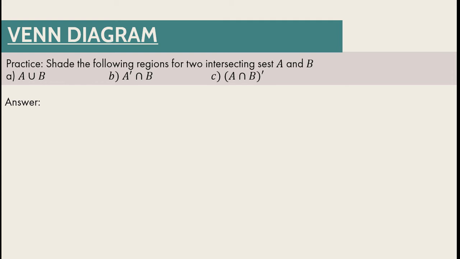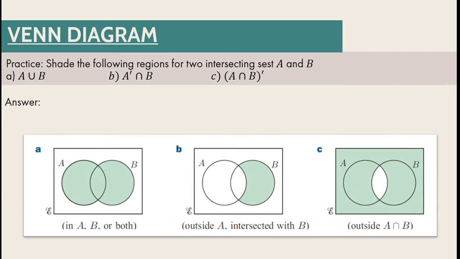Here we'll have some practice. Shade the following regions for two intersecting sets A and B. Here's the answer.